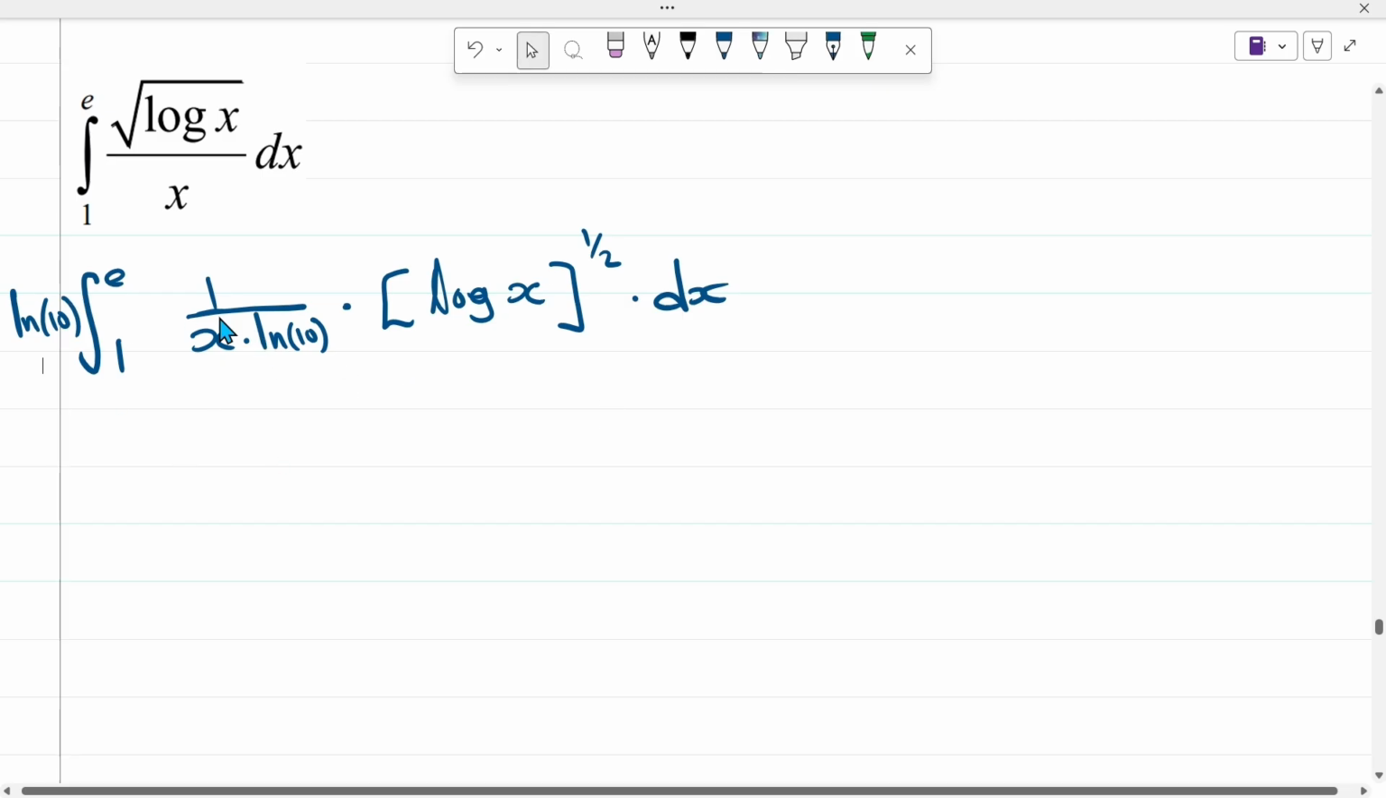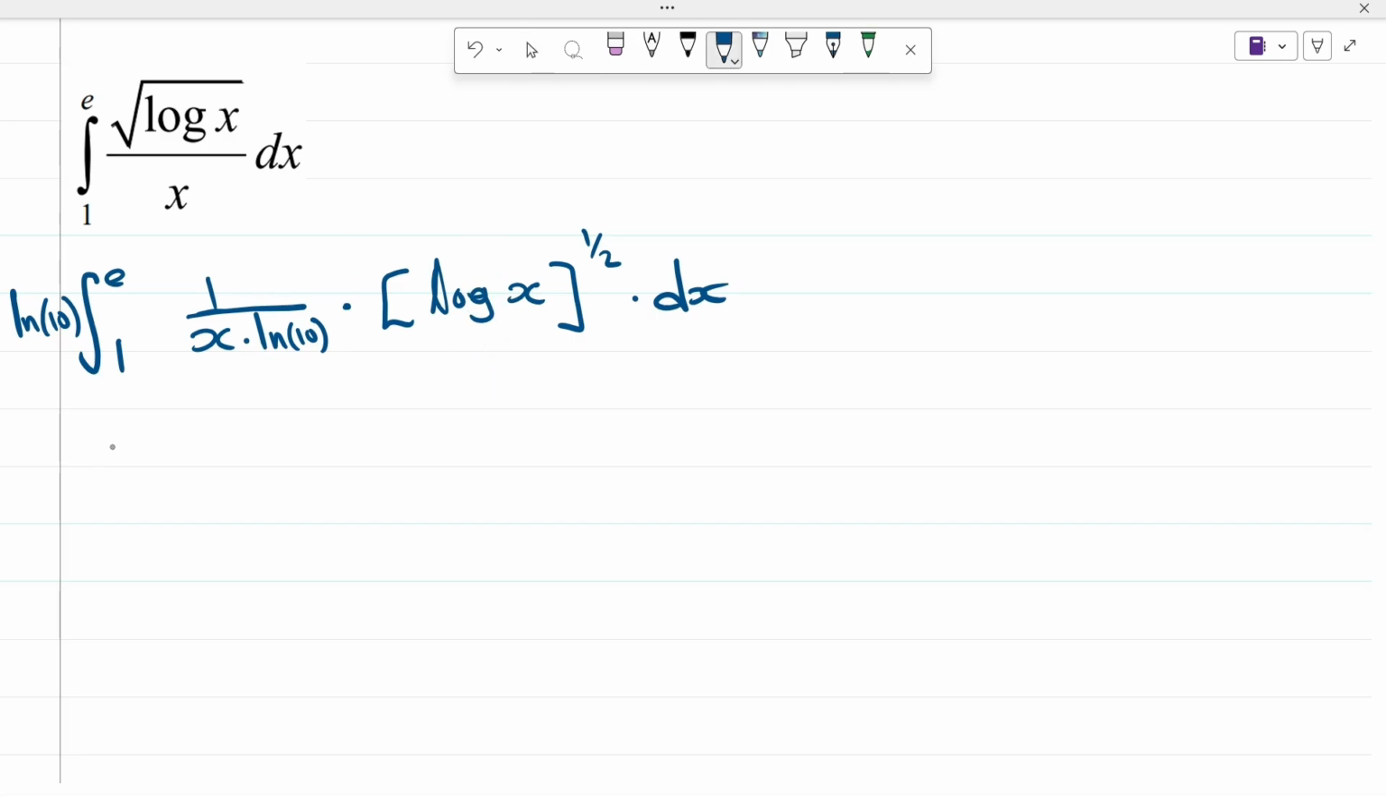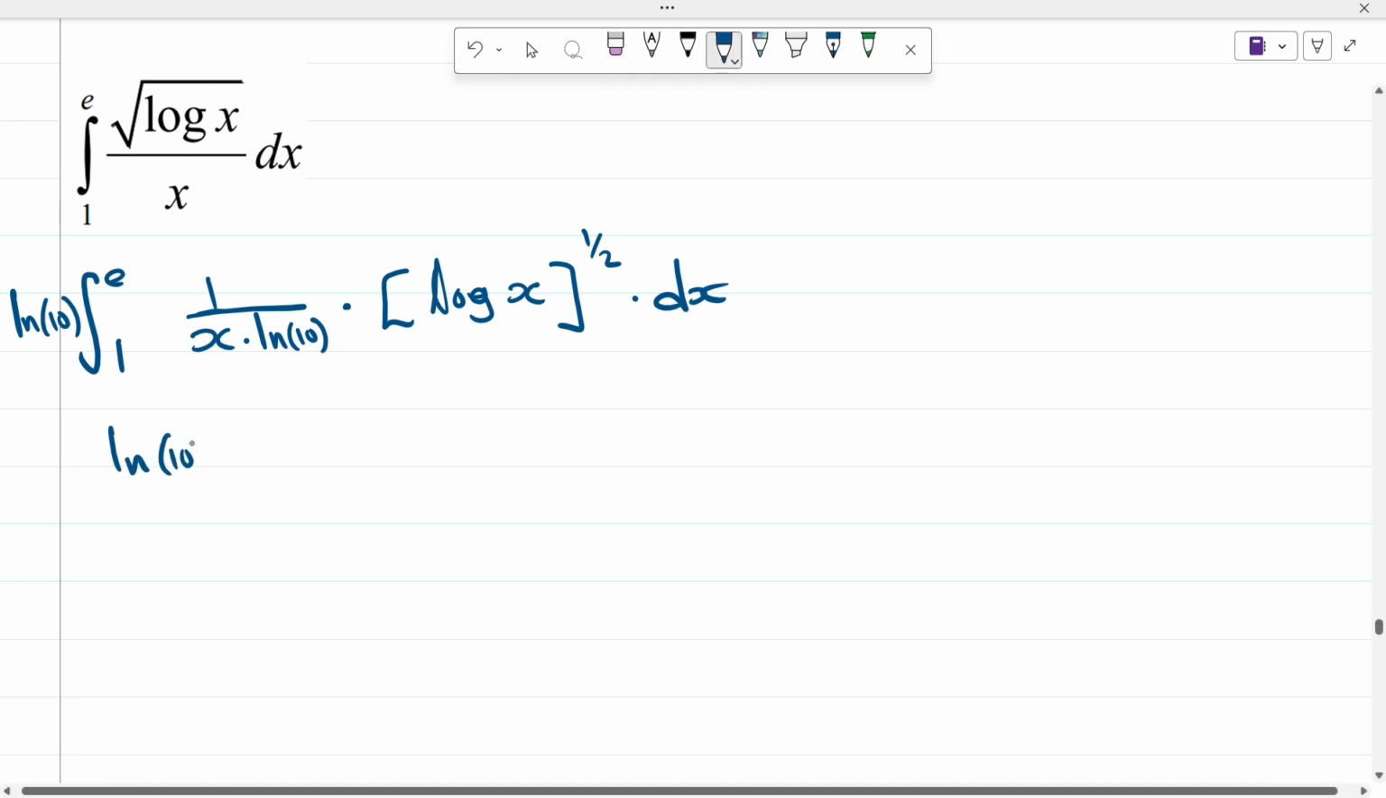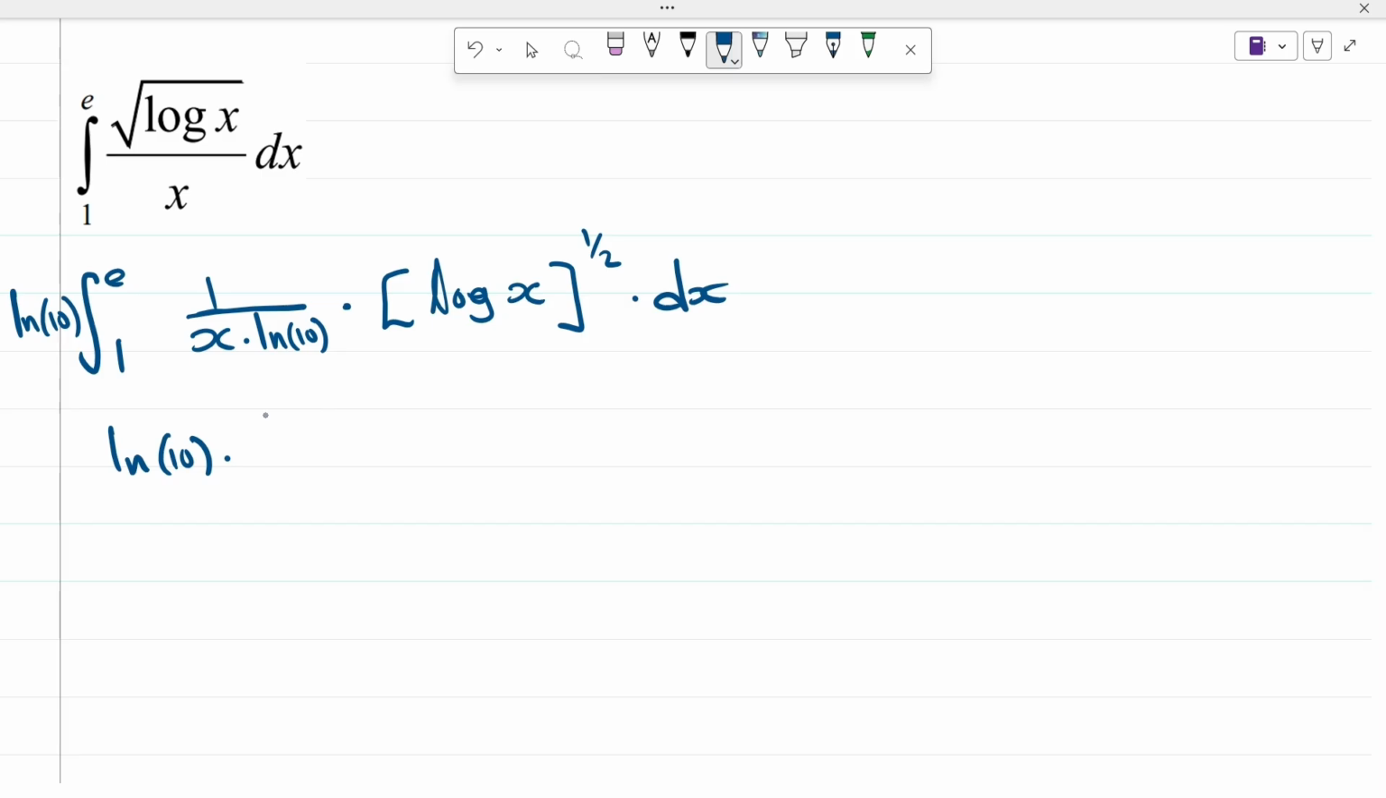But then I can make use of this because of log of x, the derivative of it is 1 over x ln of 10, meaning that I can use the general power rule because now I have f of x and its derivative there. So the answer for this is just going to be ln of 10 multiplied by what?